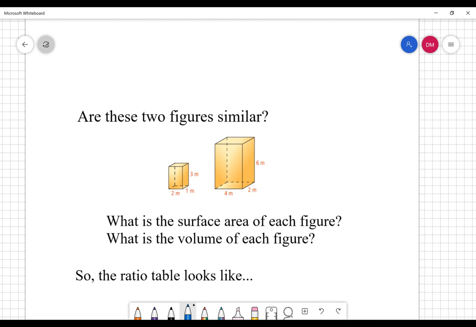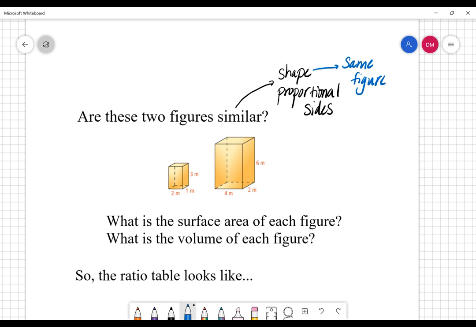So looking at, are these two figures similar? We said before, when it comes to similarity, we have to have figures that are the same shape. So they have to be the same in their shape, and they have to have proportional sides. I would say the proportionality thing obviously still plays a big role, but we're going to change this a little bit. We're going to say they have to be the same figure when we're talking three-dimensional, which means you can't have a cone that is similar to a pyramid or something like that.